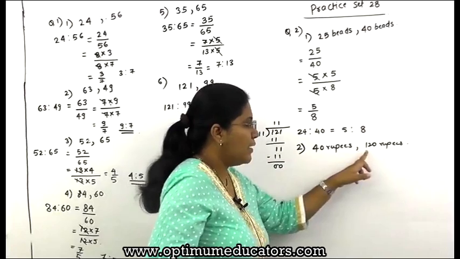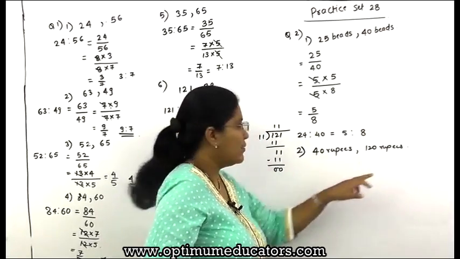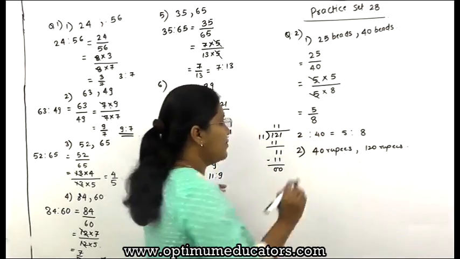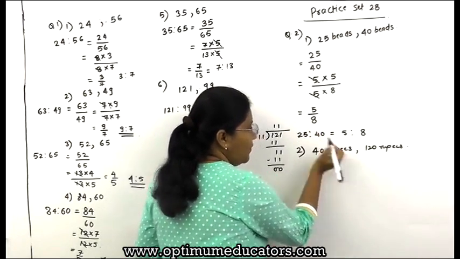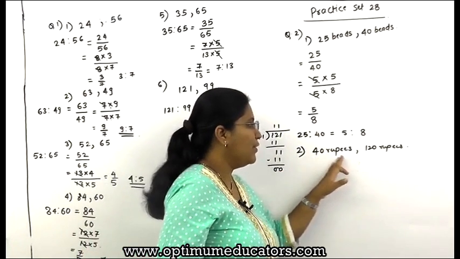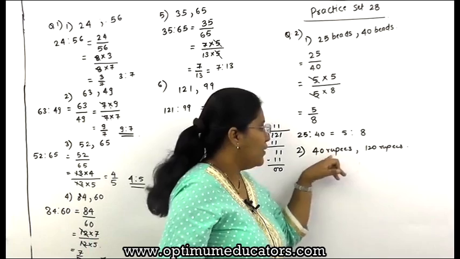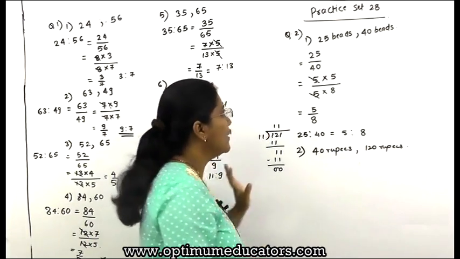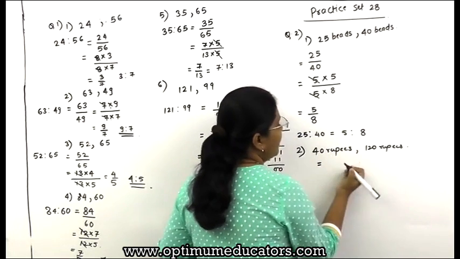40 rupees and 120 rupees. Okay, by mistake I have written 4 here. It is 25 is to 40. I am sorry. So in the next problem you have 40 rupees and 120 rupees. The unit is the same for both numbers, so we can start with finding the proportion.